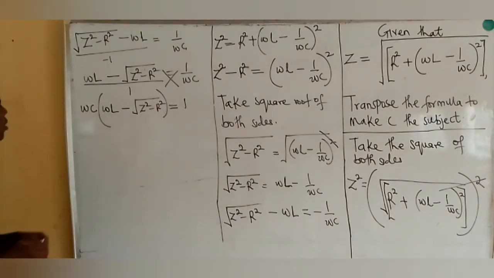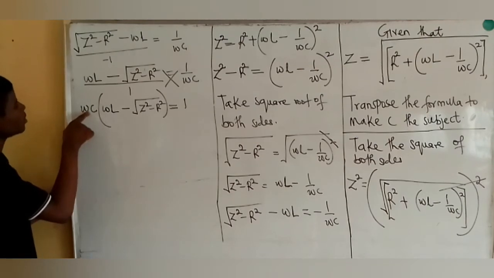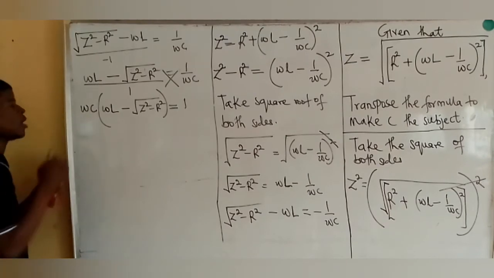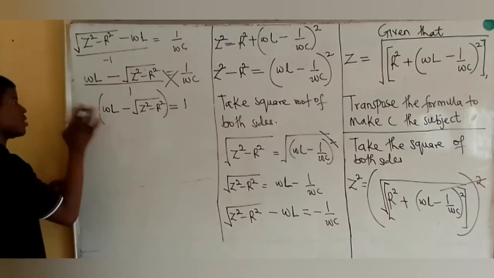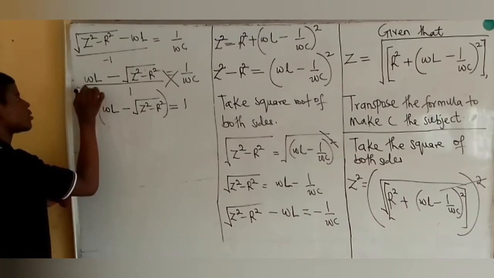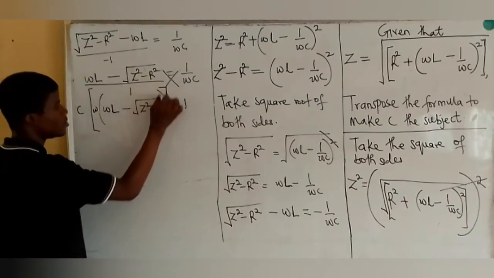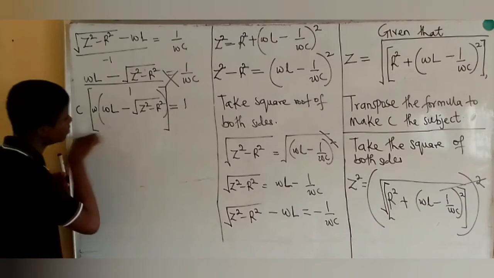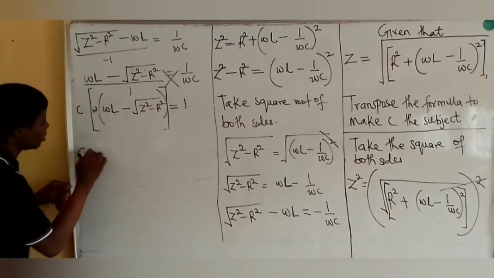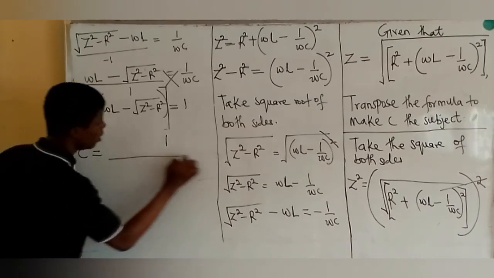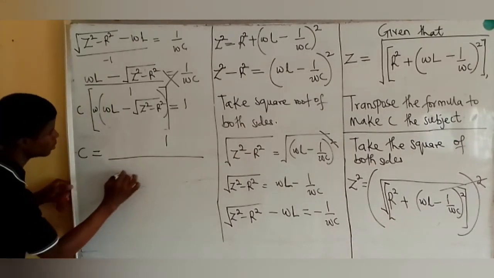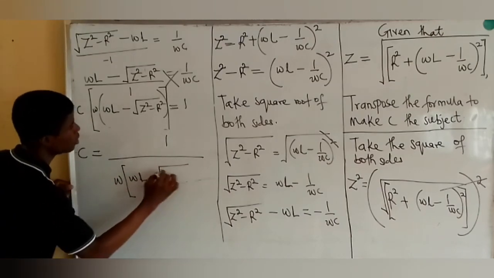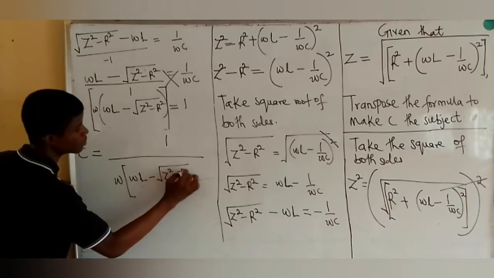I am looking for C. C is multiplying all the terms here, and omega. So I can write this as C times omega, like this. It's still correct. So to make C the subject of the formula, I'll divide everything by this. So C will now be equal to 1 all over omega times (omega L minus square root of Z squared minus R squared).